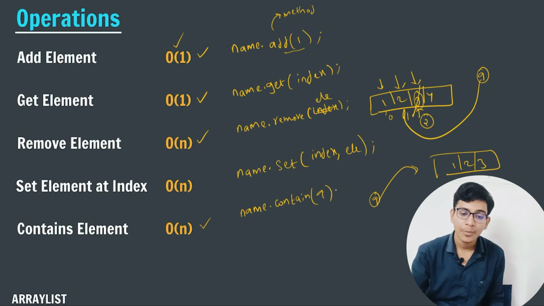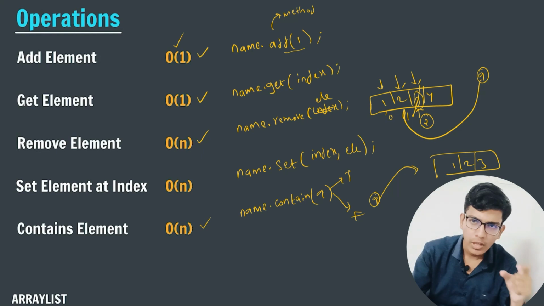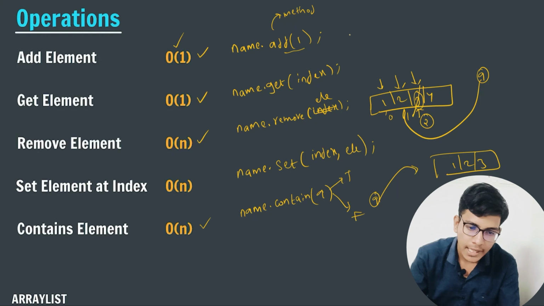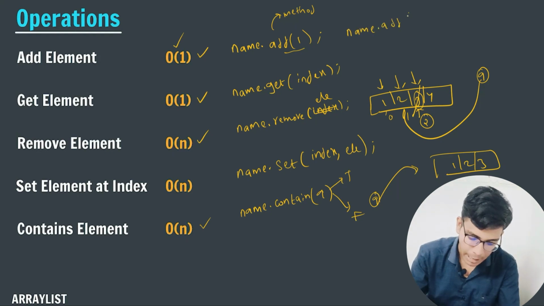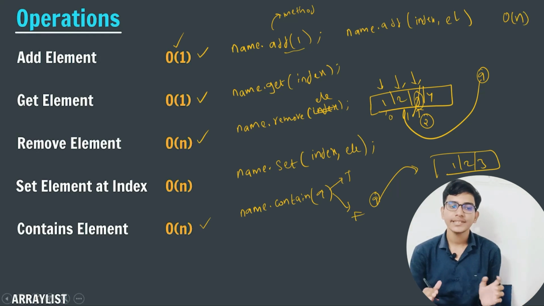If this particular element is present in my array list, then it will give me true, else it will give me false. So this is all the operations, and there is one more: if I want to add a particular element at a particular index, then I will write name dot add, then the index, and after it the element. So this will also give me big O of n time, right? That's all. So these are the various operations.